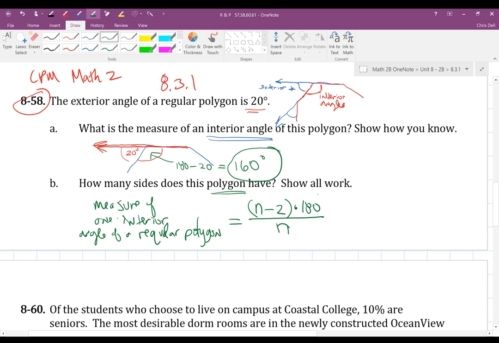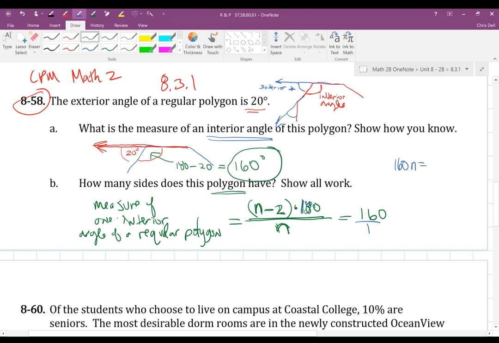So if I know my measure to be 160, I just have to work backwards and solve for that. So I'm saying some number of sides n minus 2, whatever that gives me, then multiply that by 180, then take all of that, divide by n, and I'm going to end up with 160. So I have to work backwards and solve for n. I can multiply both sides by n or cross multiply. So I'm going to rewrite my equation to be 160n. That's multiplying both sides by n or cross multiplying.